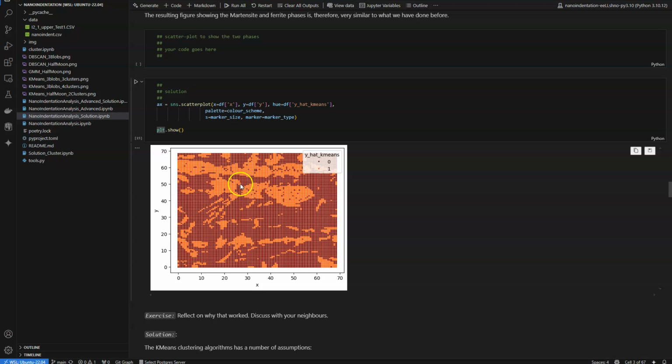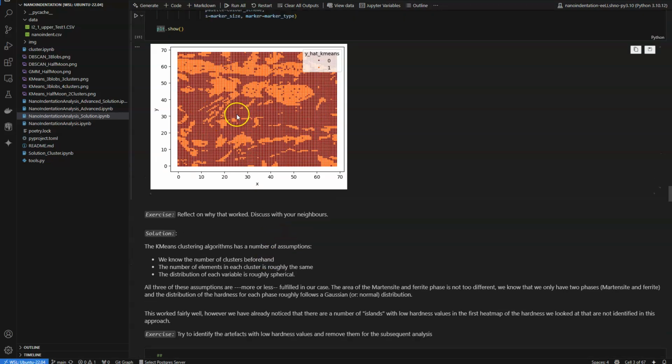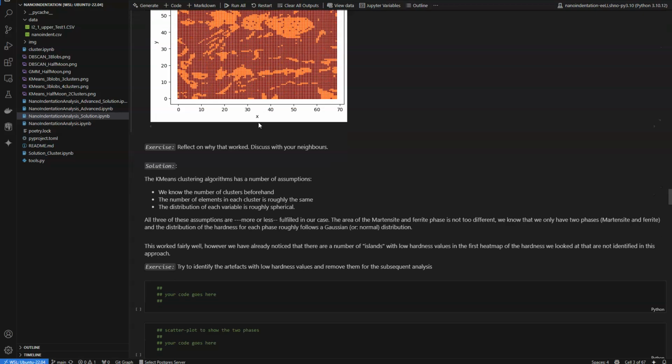And remember from looking at the electron microscope image that we have a lot of artifacts. Those need to be considered as well. Also, we have to know the number of clusters beforehand. So this is a problem in the sense that we know that we have two phases, but we have all these artifacts, and this sort of muddles the number of clusters we can have.